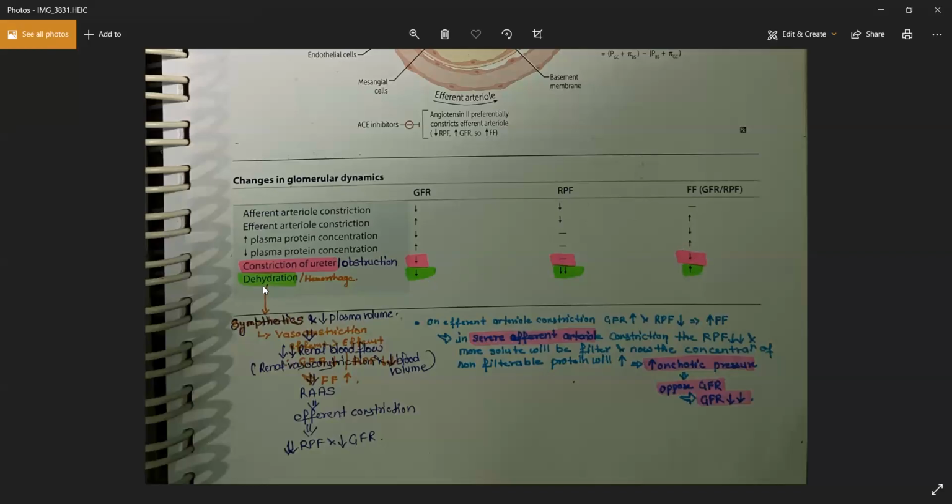Whenever you have dehydration, you will have a low volume of blood, and as a result, you will have a decrease in the renal plasma flow. But now the protective mechanisms of the kidney will get activated. You will have a sympathetic activation. The sympathetic system will activate the RAS, that will activate the angiotensin 2. It will vasoconstrict the efferent arterioles. You will have a super decrease in the renal plasma flow but a slight decrease in the GFR. So ultimately, you will have an increase in the filtration fraction. Is that okay?